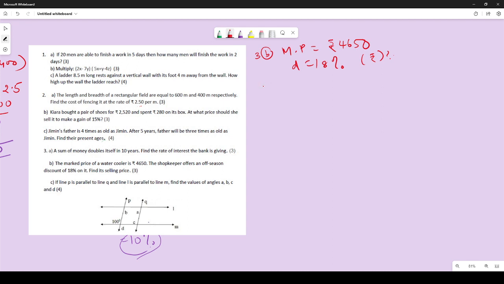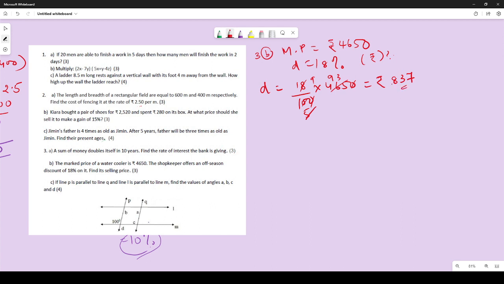How do we find that now? Discount is equal to 18% of 4650. So 4650 is the marked price, and we are finding out the discount. So when you do the calculations, 9 5s are 45, 5 3s are 15. So when you do it over here, you find that the discount is equal to 837 rupees, right? 9 3s are 27, 9 9s are 81, 837.